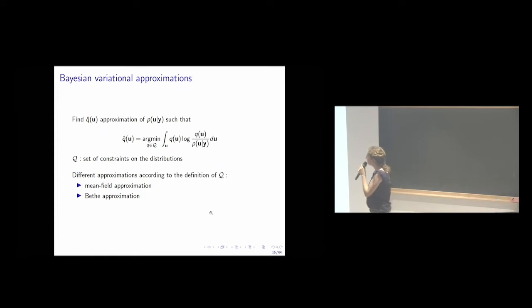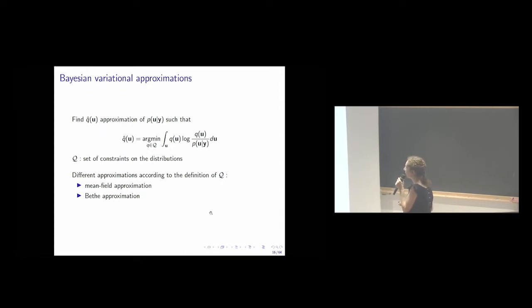Okay, so I will speak a little bit more about Bayesian variational approximation. You want to find an approximation of the posterior distribution. How do you do that? You have to define a distance between the target law, the posterior distribution, and the approximation you want to build. The most well-known, maybe, distance, which is not actually a distance, is the Kullback-Leibler divergence. So this is written like that.